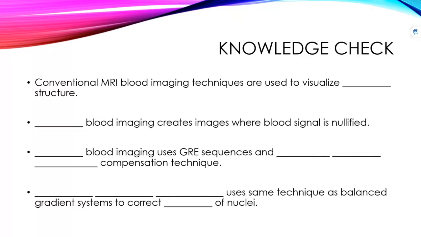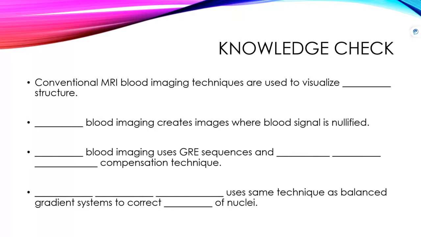Go ahead, Reggie. I'm gonna guess. Yeah, go ahead. Gradient moment nulling uses the same technique as balanced gradient system to correct out of phase of the nuclei. Just phase. It's going to correct the phase of nuclei. Oh, okay. That is correct.